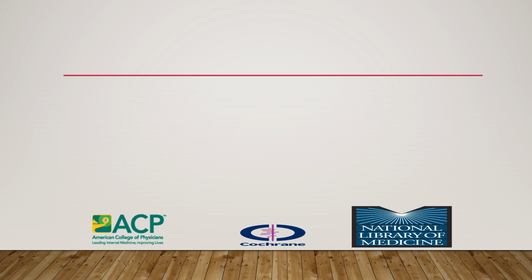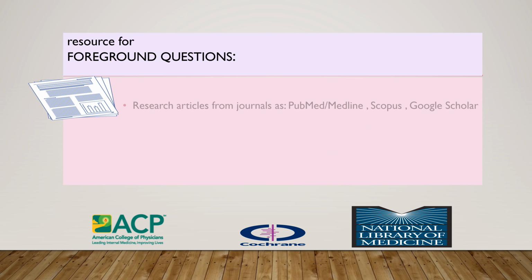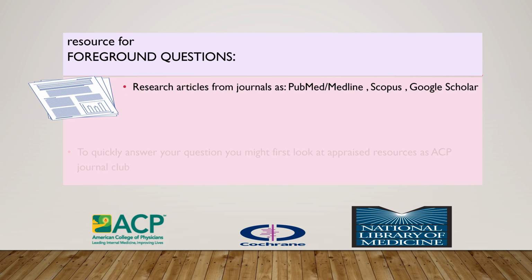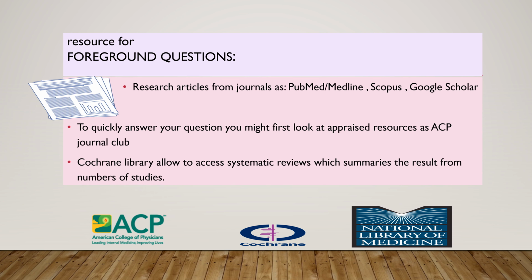Resources for foreground questions are research articles from journals, and you can find them in databases including PubMed, Medline, and Scopus. Secondary resources provide you with an assessment of the original study. To quickly answer your question, you might first look at appraised resources such as the American College of Physicians Journal Club. The Cochrane Library provides access to systematic reviews, which summarize results from a number of studies.